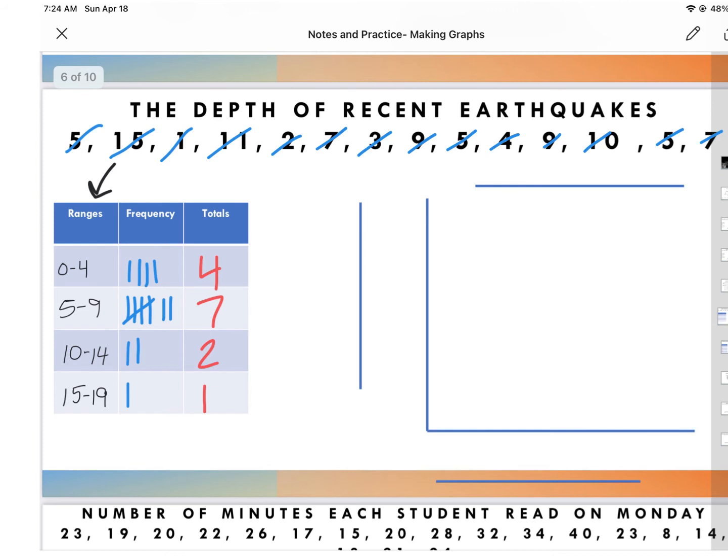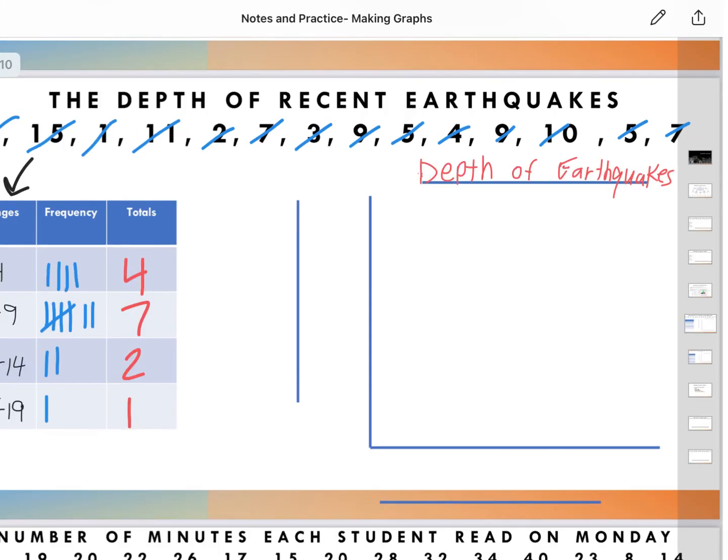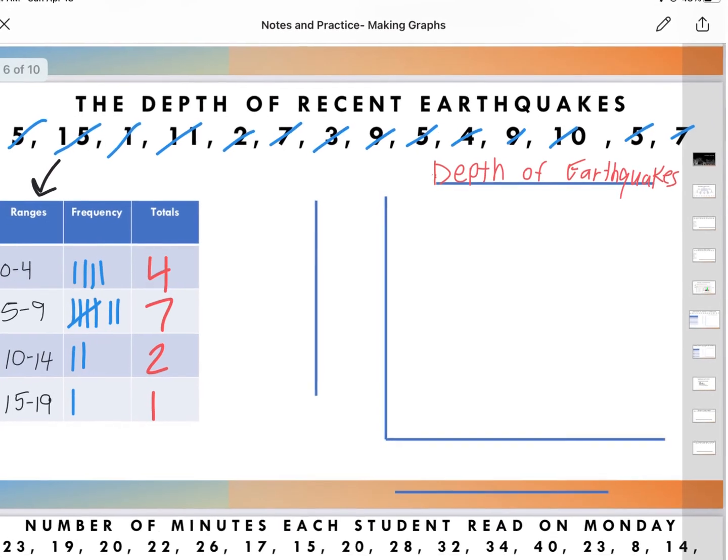The next thing we need to do is make our graph. So to do that, we need to label our X and Y axis and give our graph a title. So let's start with the title, which is at the very top right here. We need to label what this is describing, and it's describing depths of recent earthquakes. So I'm just going to write depth of earthquakes. All right, so we got depth of earthquakes.